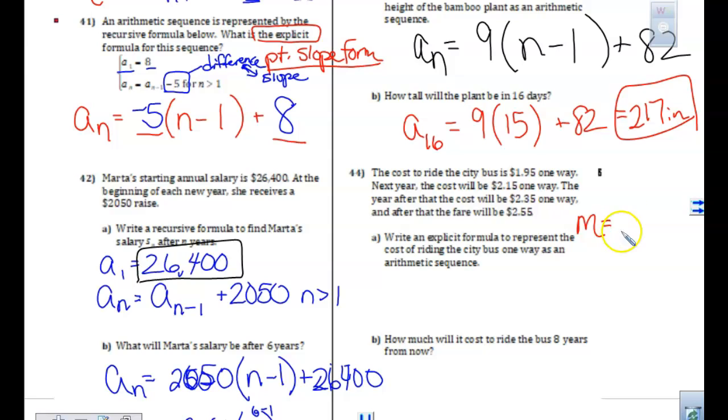20 cents, right? 0.2, 20 cents, okay? Ready to try explicit? Yeah. And go. A sub n is equal to 0.2 times n minus 1 plus 1.95.